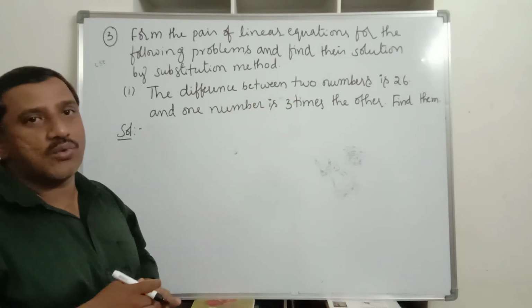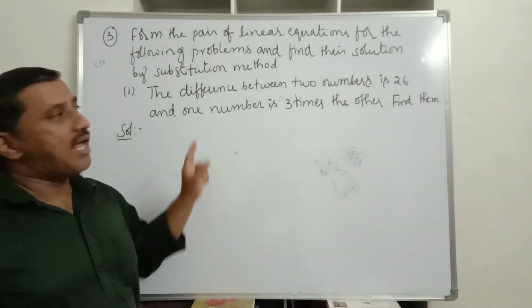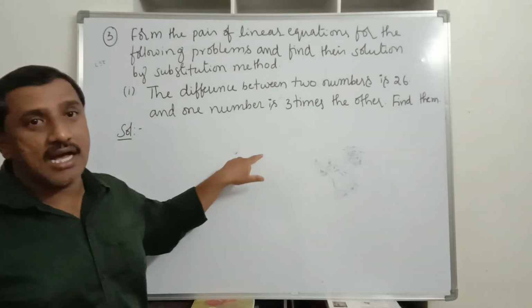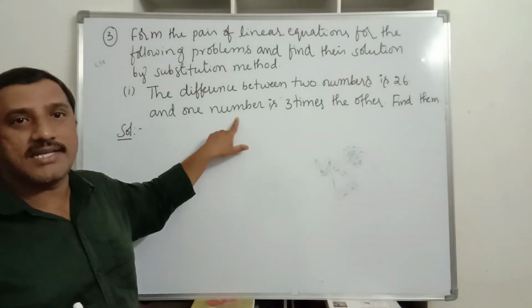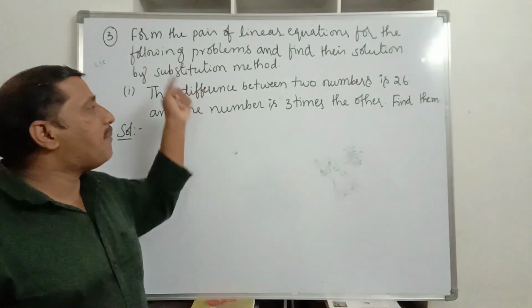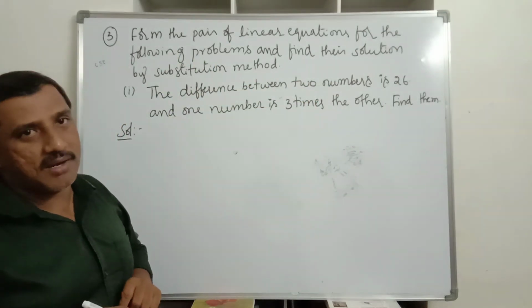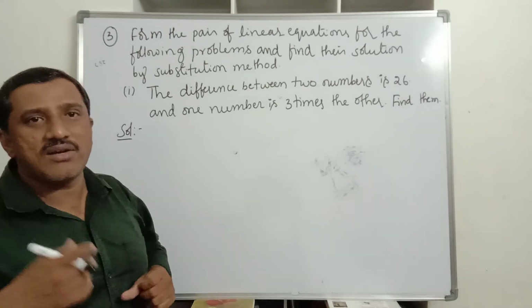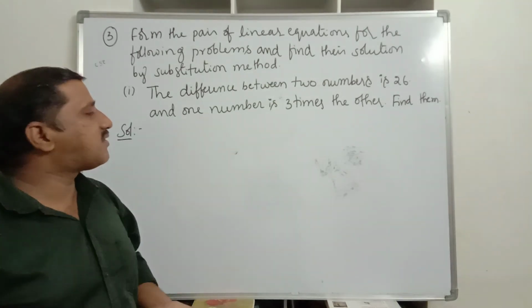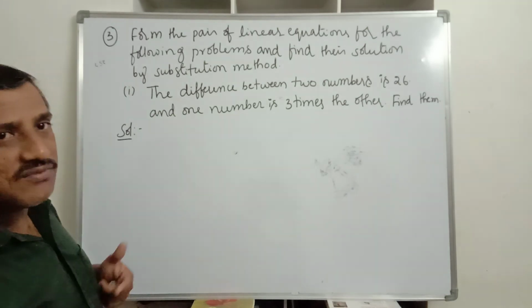Their difference is 26, and one number is 3 times the other. Here, one number is 3 times the other. This one number is what, from this statement? This one number is the larger number. Why? Because it is 3 times the other number. So the other number is the smaller number, which we have taken as y, and the greater number as x. Then find the numbers.